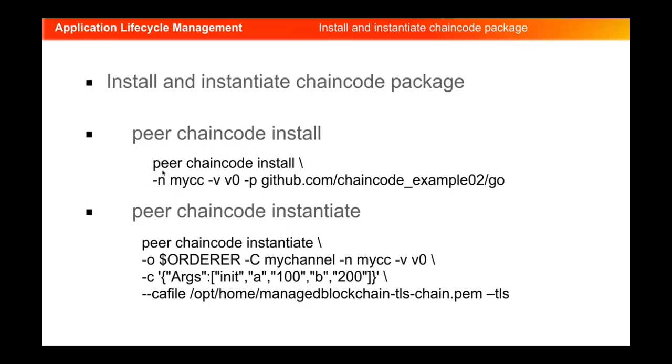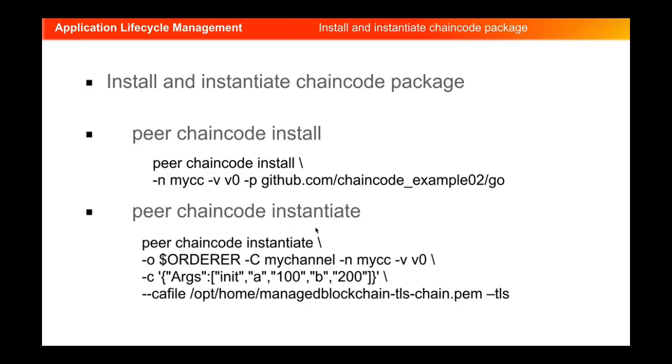As you can see in this command, peer chaincode install, you have -n, which says the name of the chaincode, and -v is the version of the chaincode that has to be installed, which we have specified as v0, which is version 0, and -p is the path of the chaincode. So this is the command that is used to install the chaincode on the network.